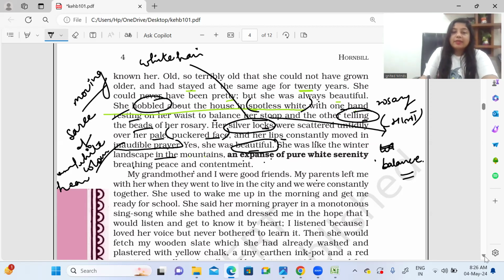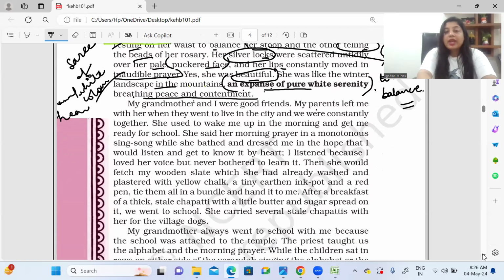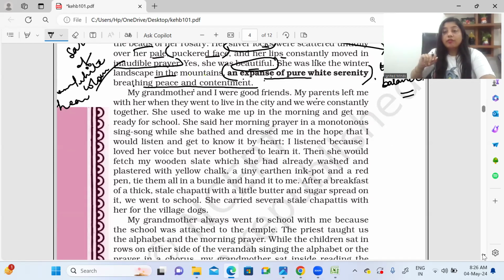She was like the winter landscape in the mountains, an expanse of pure white serenity, breathing peace and contentment. See, an expanse of pure white serenity simply means she was very calm. First of all, white color is a symbol of peace. So she used to wear white all over. She was very calm, and she used to feel like the breeze. When you see the scenery of a mountain, you feel so much peace and contentment. When you go to the hills, you see everything is quiet, everything is calm. So she was the same. The narrator is comparing the grandmother to the peace you see in the mountain. When you see the grandmother, you will feel the same kind of peace and contentment as when you go to the mountain.